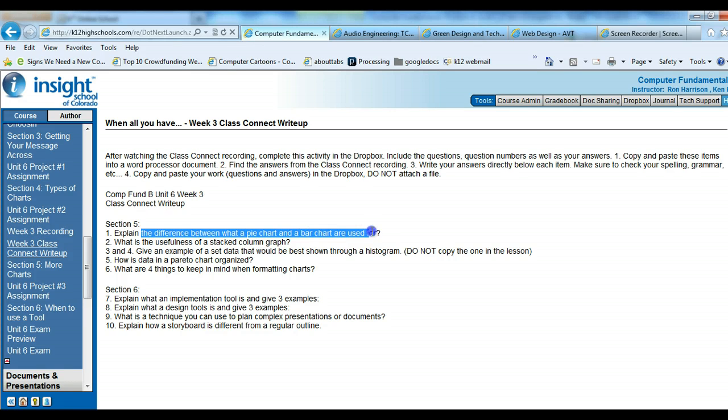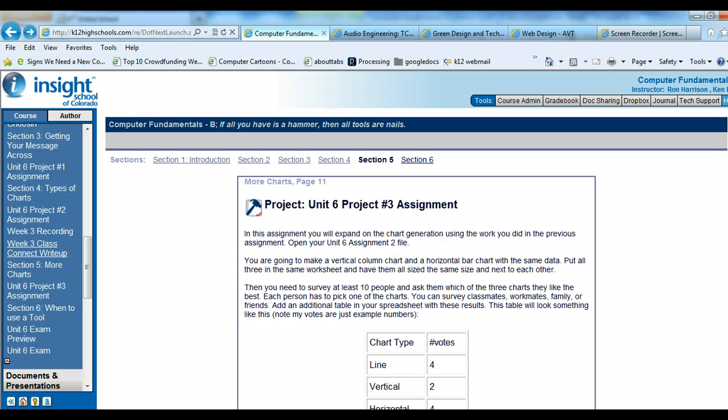Difference between a pie chart and a bar chart, we talked about that. Usefulness of a stacked column graph, we talked about that. Example of data that can be used in a histogram, not the same one as the lesson, so come up with an example for that. How is data in a Pareto chart organized? We talked about that. And what are 4 things to keep in mind when formatting charts? I showed that to you too.